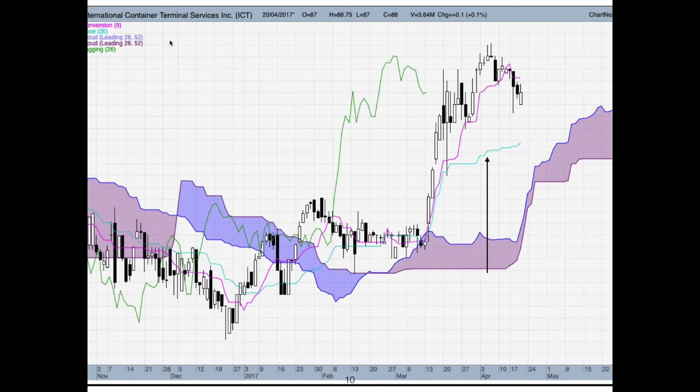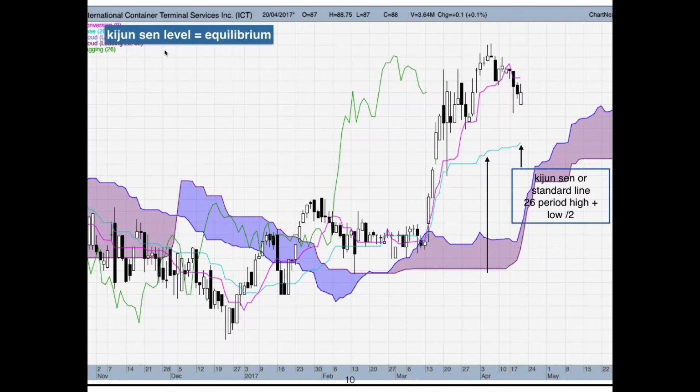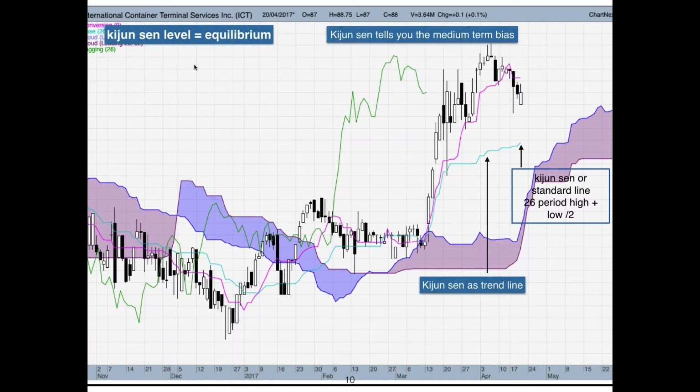Now let's talk about the Kijun-sen line. The Kijun-sen is a blue line. It is also known as the reference line, or the standard line, or the baseline. The most important function of the Kijun-sen line is as an equilibrium line. This means that if prices are too high, it will tend to return back to the Kijun-sen line to restore equilibrium. If prices are too low, it will have to bounce back to restore equilibrium as well.